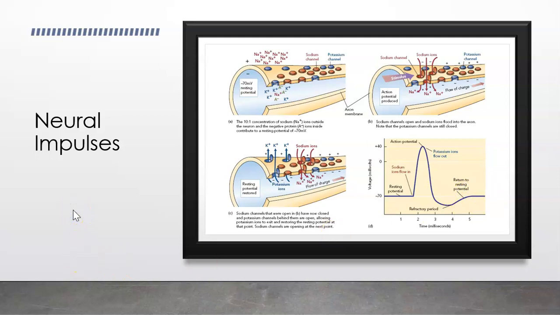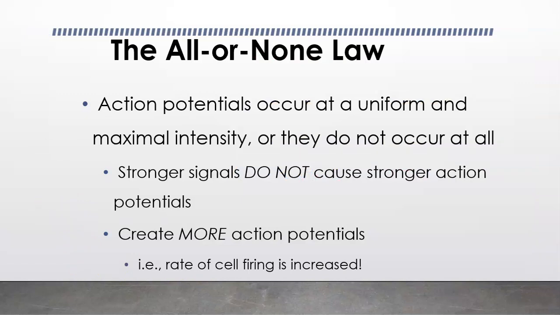So now, why does this happen? The first thing you need to think about is that an action potential is all or none. An action potential occurs at a uniform and maximum intensity, or it does not occur at all. In other words, the action potential has a threshold. So you need to have enough sodium ions flood into the cell in order for all of the sodium channels to open up and cause a full action potential.